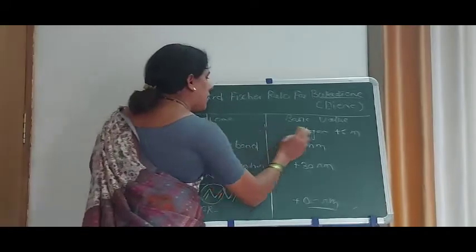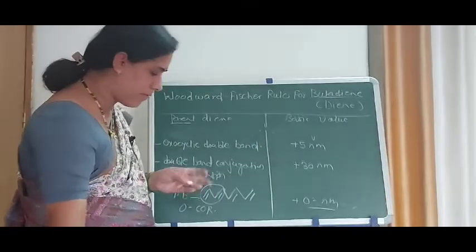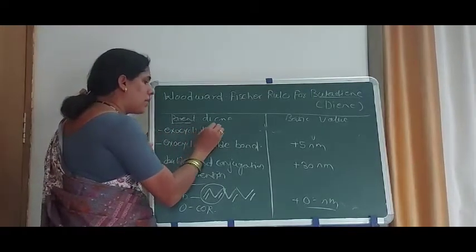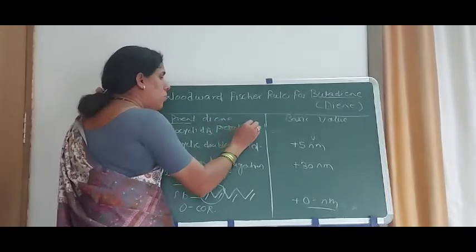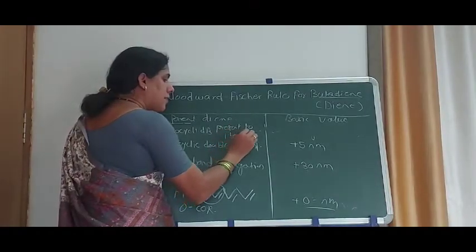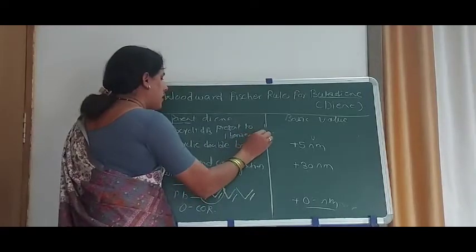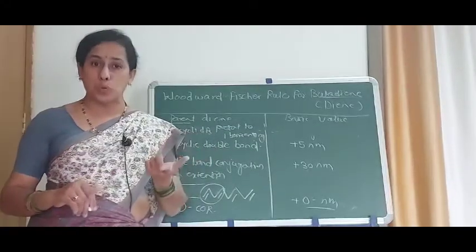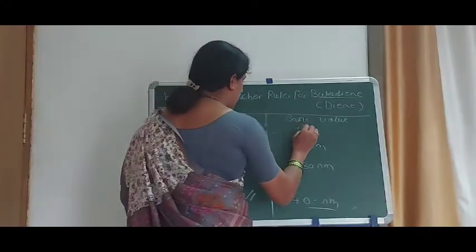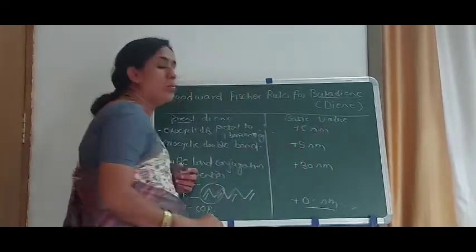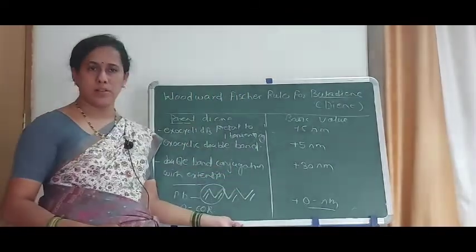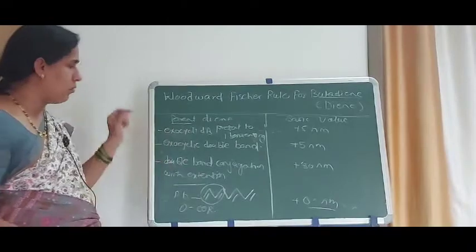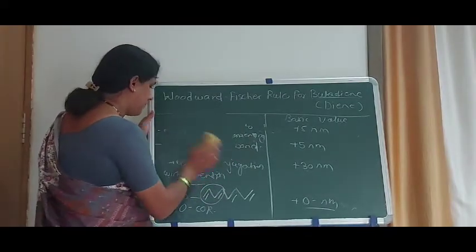And the last rule is that if the exocyclic double bond is present on one benzene ring, add 5 nanometer. If this exocyclic double bond is on 2 benzene rings, you have to add 10 nanometer. That is, for each ring you have to add 5 nanometer. Now we will discuss some problems related to Woodward-Fieser rules according to these criteria. See here.